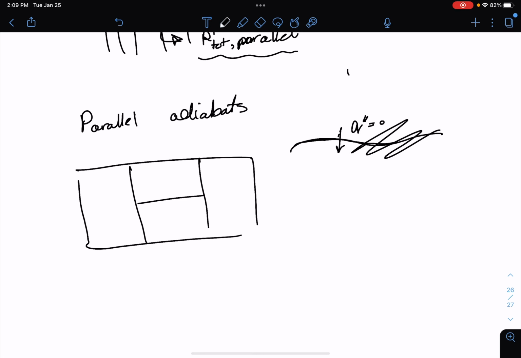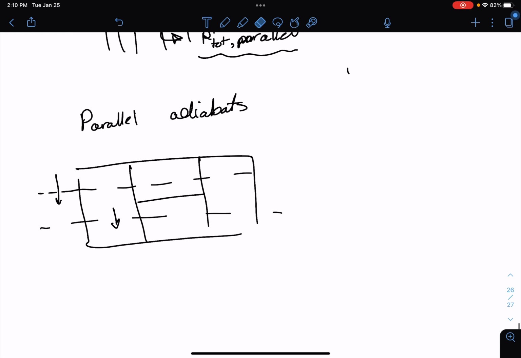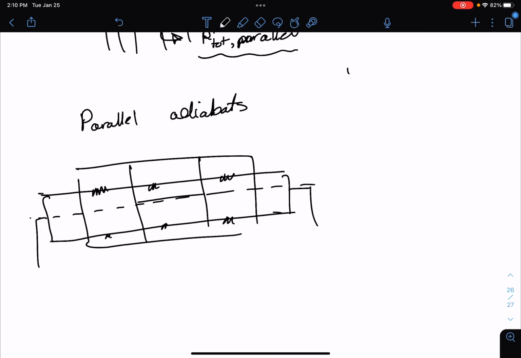So if we can make that adiabat assumption, this essentially means that there is no heat transfer in these directions, right? What does this mean? This means you can treat this wall as two walls that are parallel to each other. So I can cut this wall from the middle, treat these as series, and treat these as series. Does this make sense?